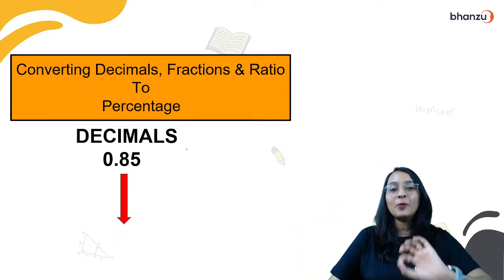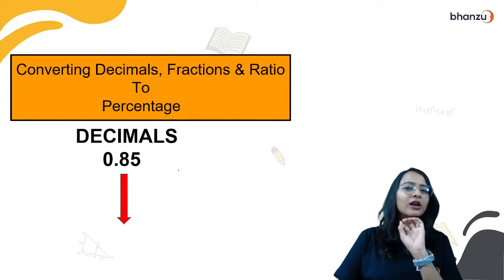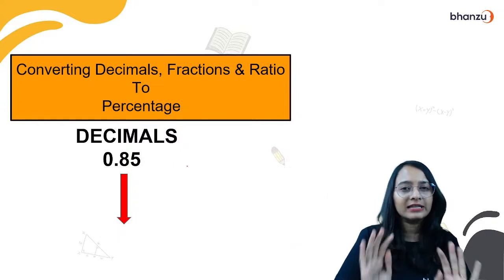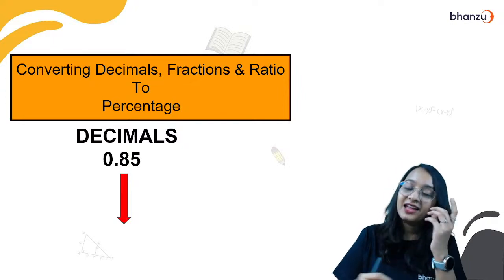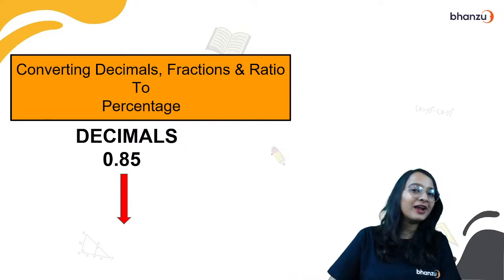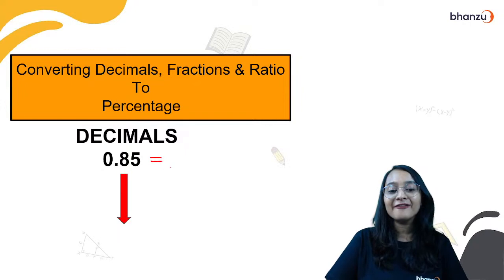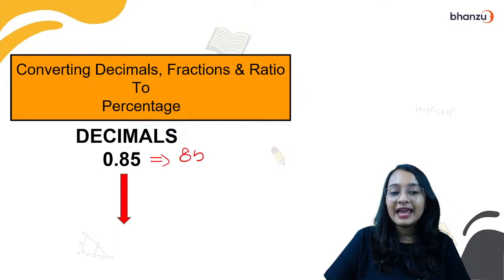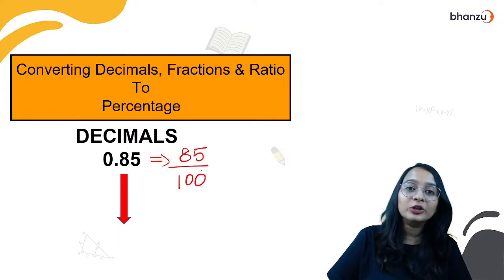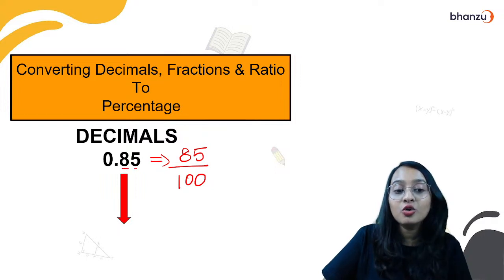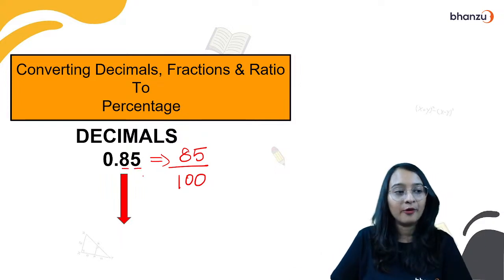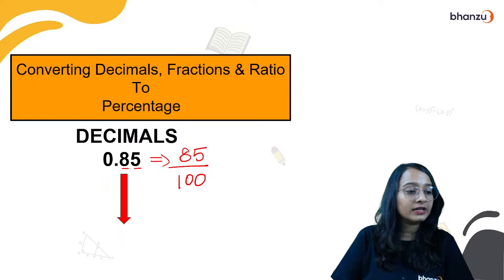Now we have 0.85. We have already started how to convert a decimal to a fraction. In grade 6 we started how to convert a decimal back to a fraction, right? So if I have my 0.85, I can write it as 85 by 100. Why did I do that? Because after the decimal, as you can see, there are 2 digits after the decimal point.